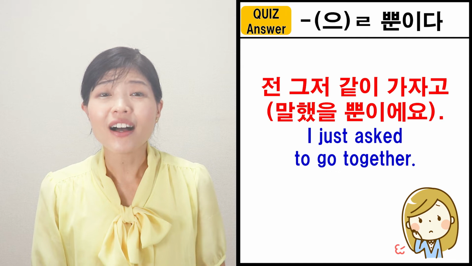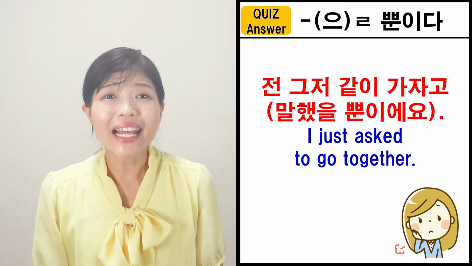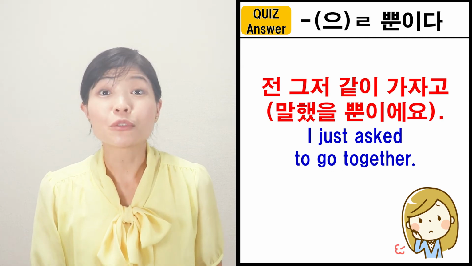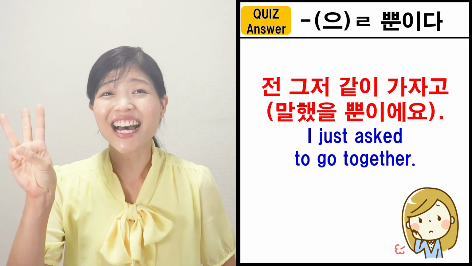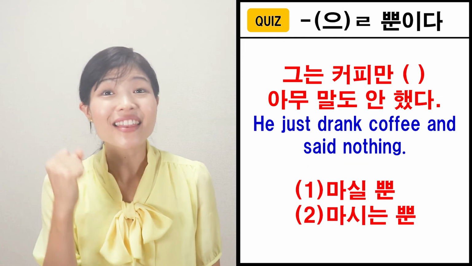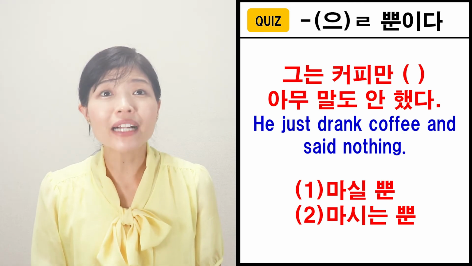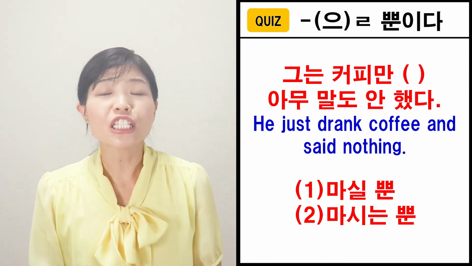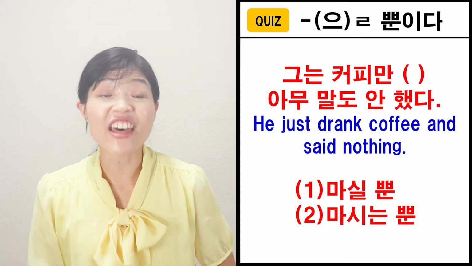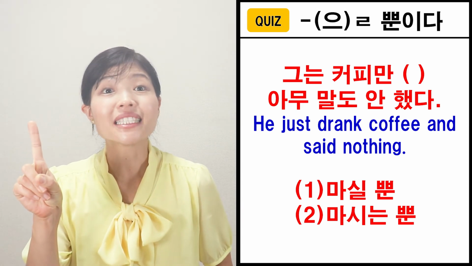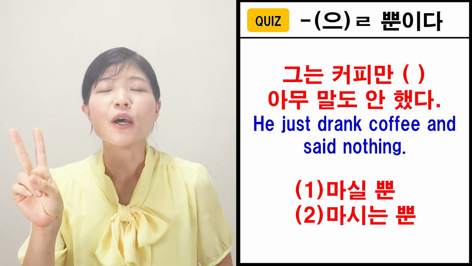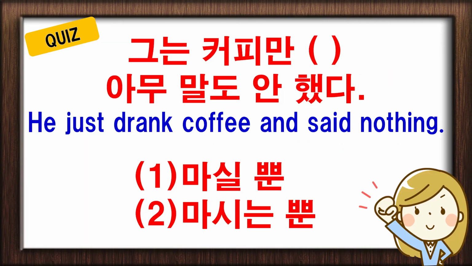전 그저 같이 가자고 말했을 뿐이에요. Please read this part at least 3 times. Now, let's try the next quiz. 그는 커피만 아무 말도 안 했다. He just drank coffee and said nothing. Number 1, 마실 뿐. Number 2, 마시는 뿐.